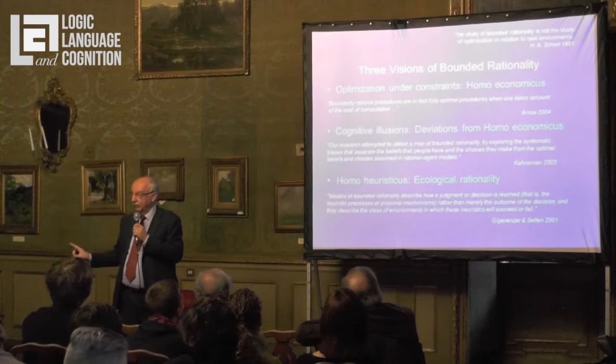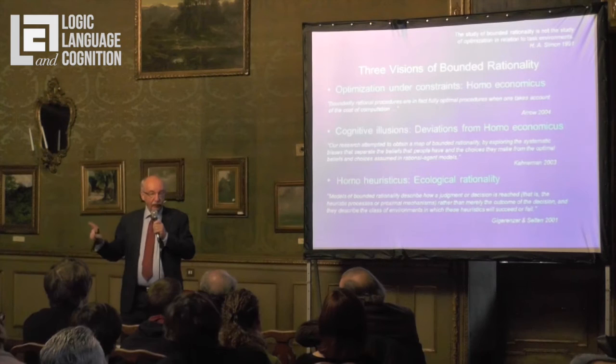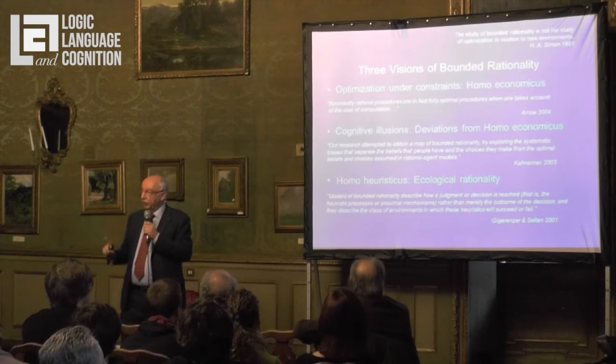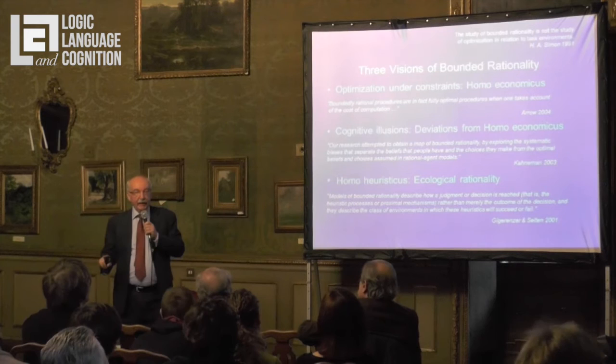The first one is the vision that bounded rationality is optimization under constraints. Ask an economist, most likely you will get this answer. That means it is still optimization, but you include a few constraints, either maybe budgetary constraints that you have no money or a cognitive limitation or whatever you want. And of course you can only include a few because otherwise the mathematics gets too difficult.